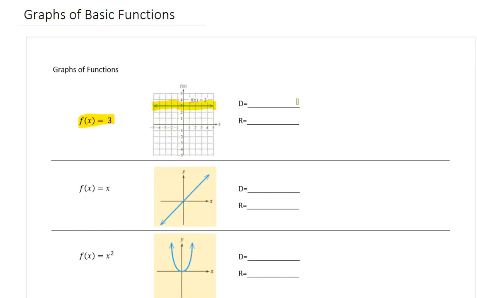This part where it says D equals and R equals, we're going to talk about that later, so I'm just going to jump over that and leave it blank and write in some explanations over here. Each one of these has a name, and you need to know the name of the graph classification. This graph in particular isn't called this, but the classification of graphs is called constant functions.